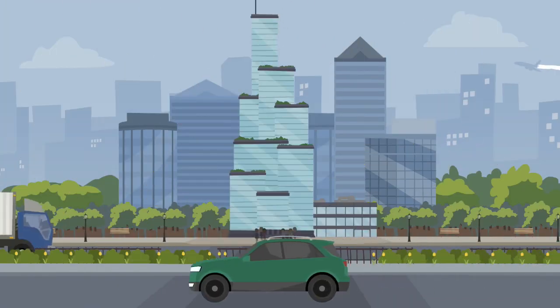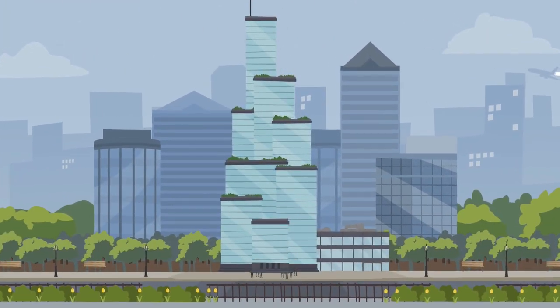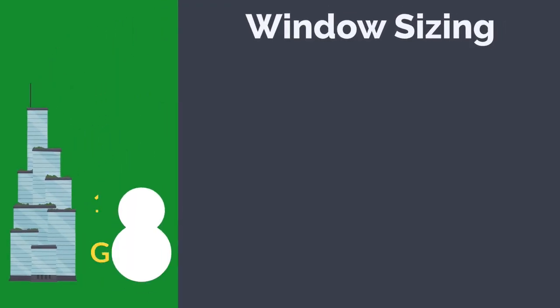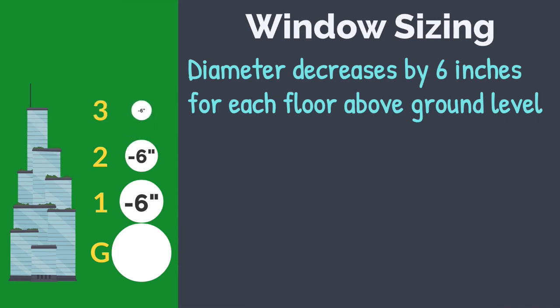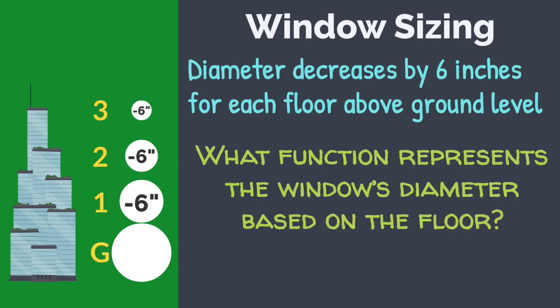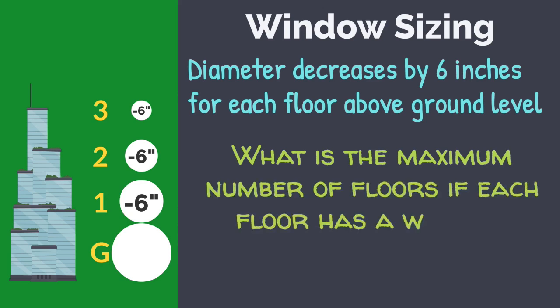A high-rise office building will include a series of round windows. Randy said the diameter of the circular windows decreases by 6 inches for each floor above ground level. What linear function represents the window's diameter based on the floor number? What is the maximum number of floors for the building if each floor has a window?